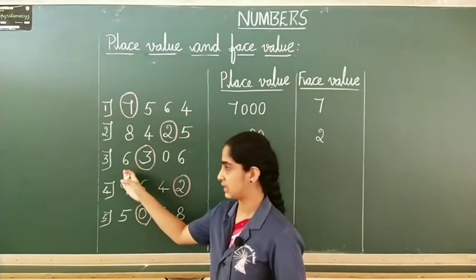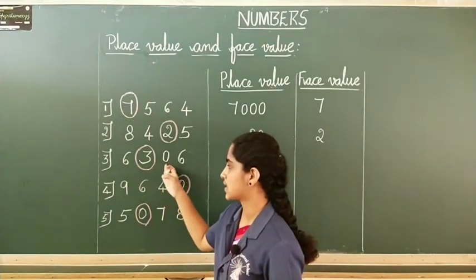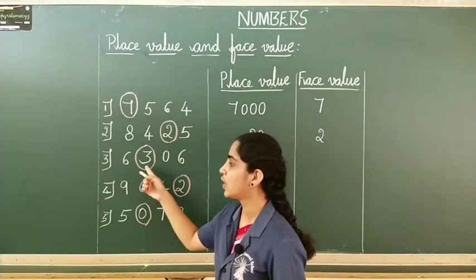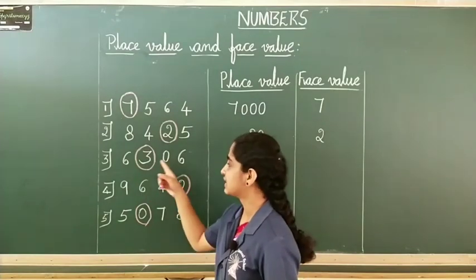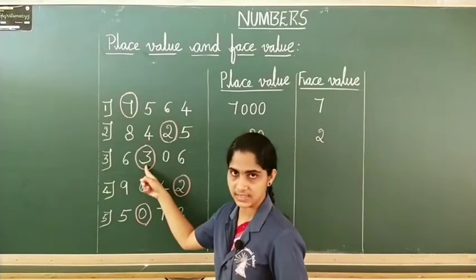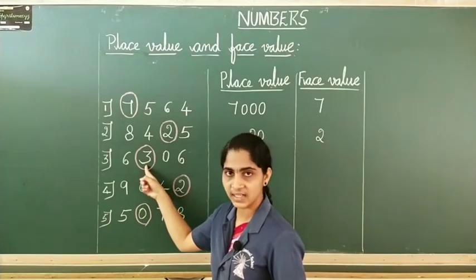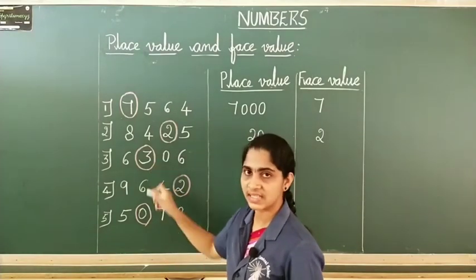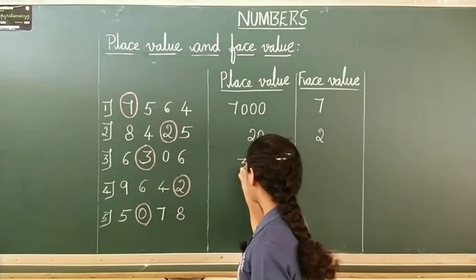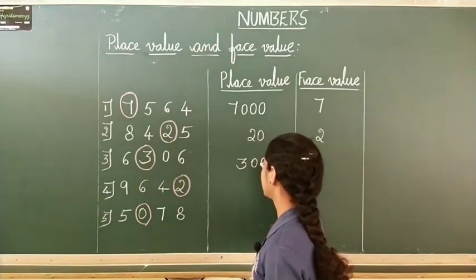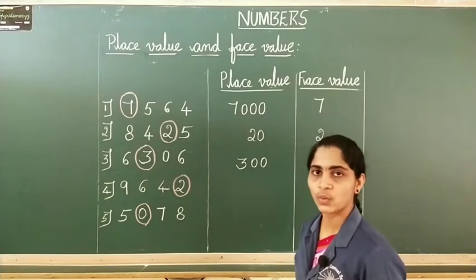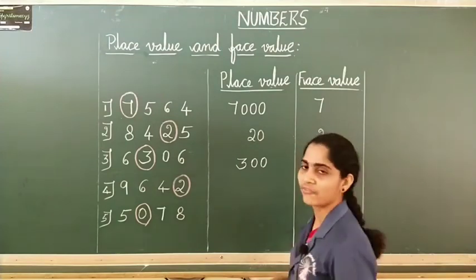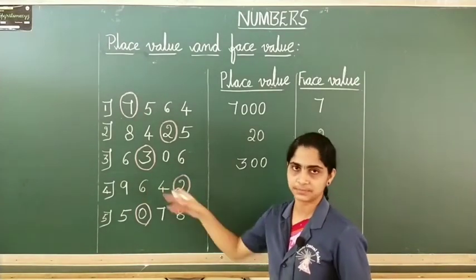Is it clear? Okay, let us move to the third example. You can see here the digits 6, 3, 0, 6. We have to write the place value and face value for this 3. You can see that this 3 is in hundreds place. That means how many hundreds are here? There are 3 hundreds. So the place value of this 3 is 300. Now you can tell me, right? What is the face value? Yes, 3 is the face value of this digit 3.